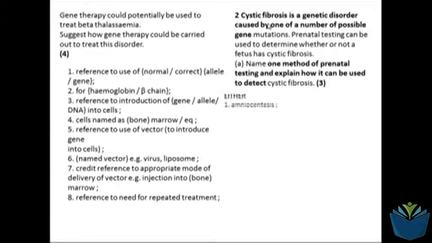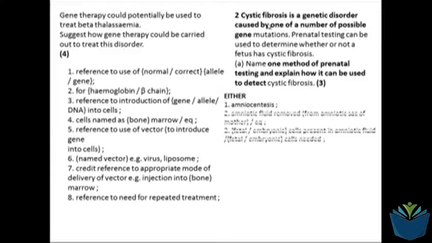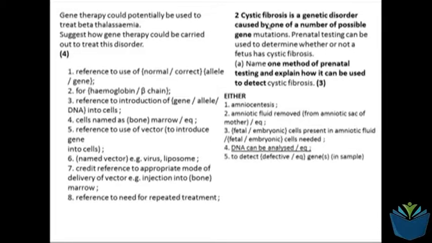The first one is amniocentesis. And basically you need to explain how it's done. So you have to explain that the amniotic fluid is removed from the mother using a syringe, and that you can then test the embryonic cells that are in there from the fetus, and you can test them to see whether there is a specific defect present. And so essentially any three from those five.